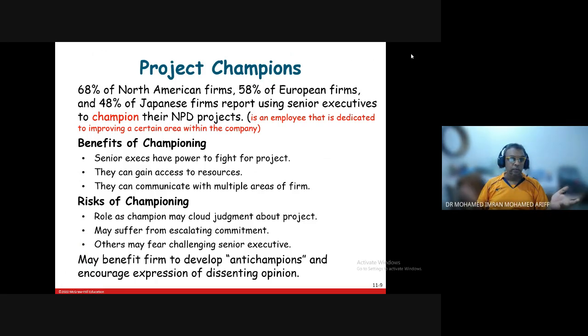Okay, so the benefits of a champion. So you have a higher power. So the senior managers, they have higher access to resources.